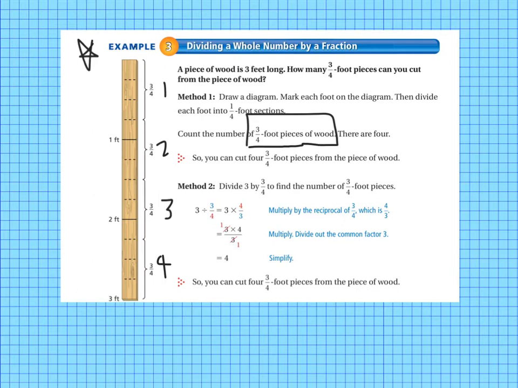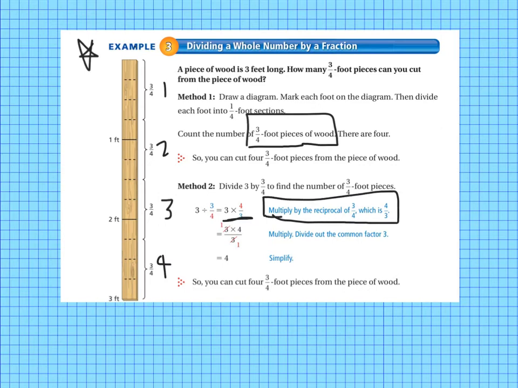Method 2, you're dividing 3, because there are 3 feet, by 3/4 to find the number of 3/4 foot pieces. So 3, or 3/1, divided by 3/4. We keep the fraction on the left, we change the sign to multiplication, and we take the reciprocal, or we flip the fraction on the right, so it becomes 4/3. So that's what's happening here. We're multiplying by the reciprocal of 3/4.